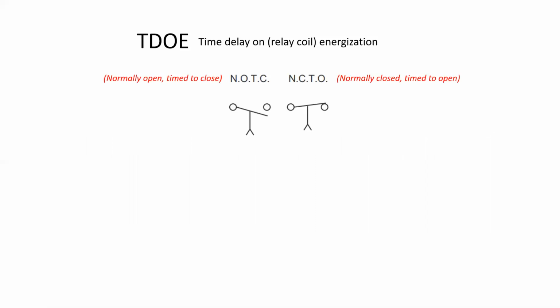TDOE is time delay on relay coil energization. There are normally open and normally closed. Often you'll see them represented here with a little arrow, and that indicates that it's a timed contact. The one on the left says NOTC, and that acronym stands for normally open, timed to close. On the right side, we see NCTO, which is normally closed, timed to open. So how do they function?